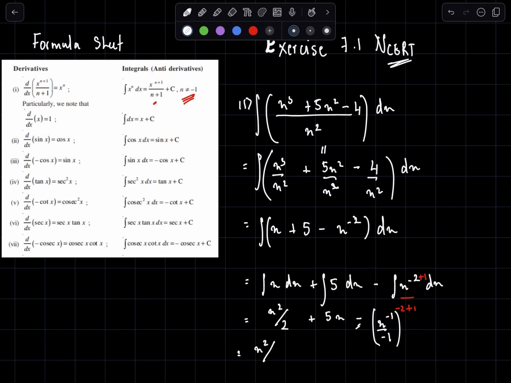So the final answer would be x squared over 2 plus 5x plus x raised to the power -1 plus c. Or you can write it as x squared over 2 plus 5x plus 1 over x. Remember, x raised to the power -1, I can bring it down, plus c. Either way, both are correct. You don't have to worry about that. Both are correct in terms of their solution.